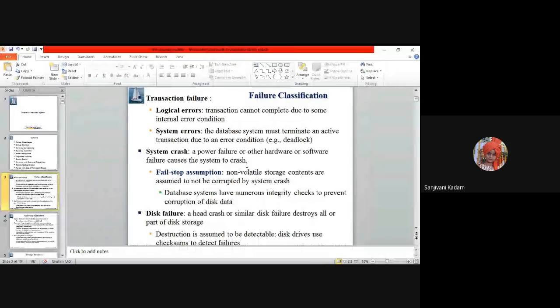So destruction is assumed to be detectable, that is, disk drives use checksums to detect failure. So here, whether my disk has failed or any data is corrupted can be checked by using a checksum. Checksums are kinds of parity bits which are set or reset, and based on that it is checked whether the checksum is still valid. So this is the way to detect the failures.